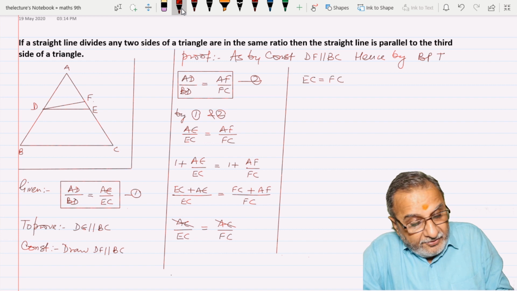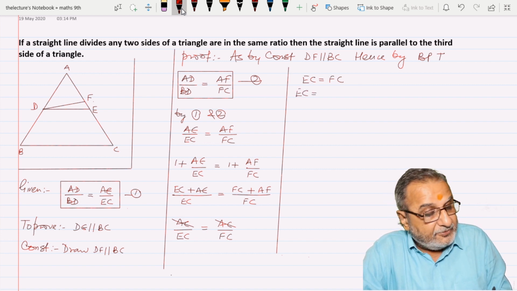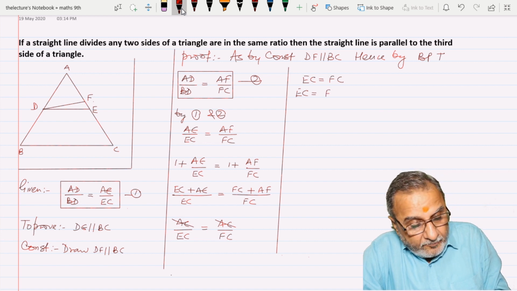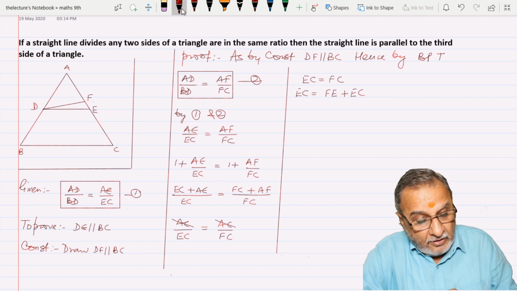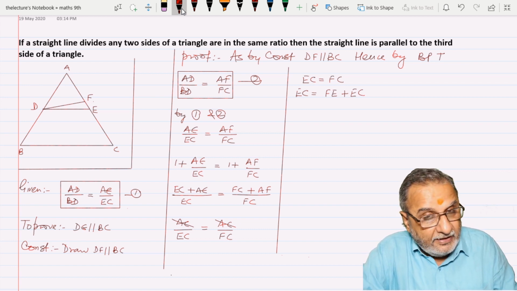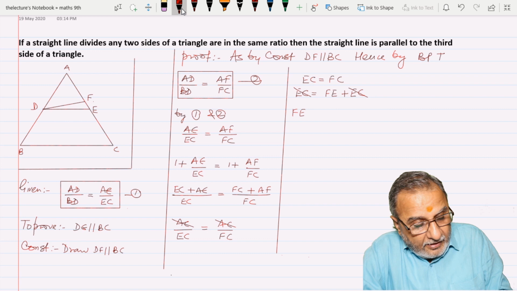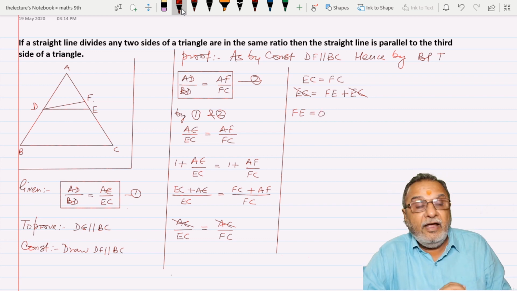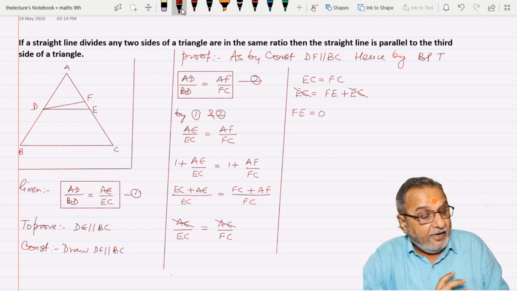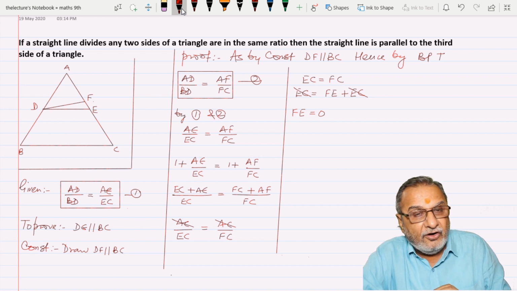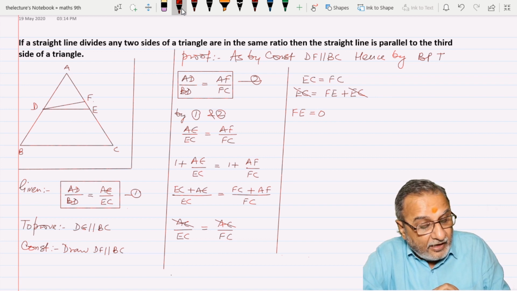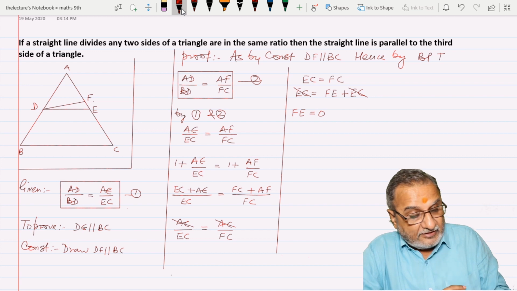So I can write FC as FE plus EC. For the relation, you please see the figure. So EC cancels and FE equals 0. When FE is 0, there is no distance between them. F and E coincide.